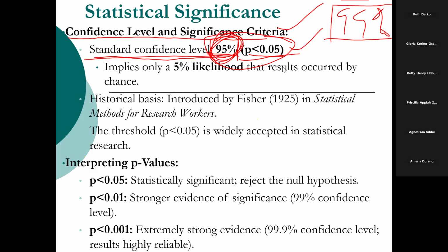That's why we say 95% is strong, statistically significant. 99% is strong evidence of significance. Extremely strong evidence is 99.9%.